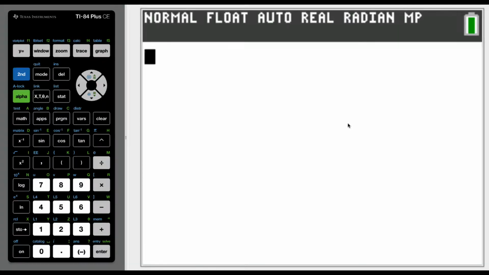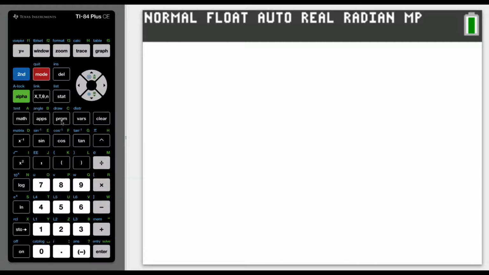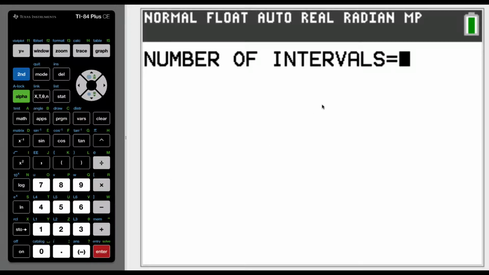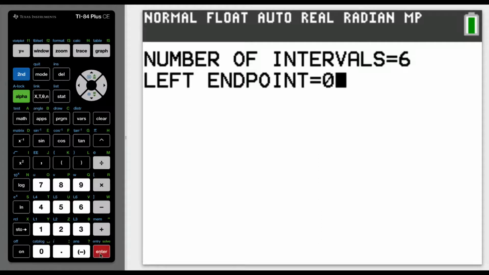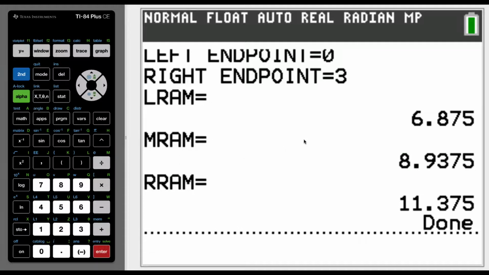Now, in my calculator, the first thing I need to do is go into my y equals screen, and I'm going to type in the equation that we're looking at. We're looking at y equals x squared. I've already got that typed in, so I'm going to quit out of here. Now, my program is just called the rectangular approximation method, so I hit enter, and it's going to ask me how many intervals we want to do. So for the first example, we did 6 intervals. The left endpoint, we started at 0. The right endpoint, we ended at 3. So what it's going to do is go through and run calculations to figure out the left rectangle approximation method, the middle, and the right endpoint. So we get those exact same areas that we came up with before.